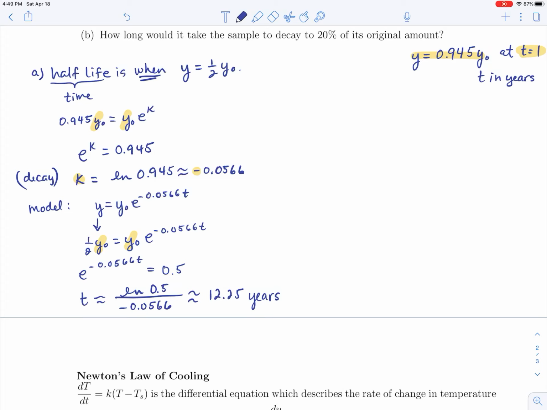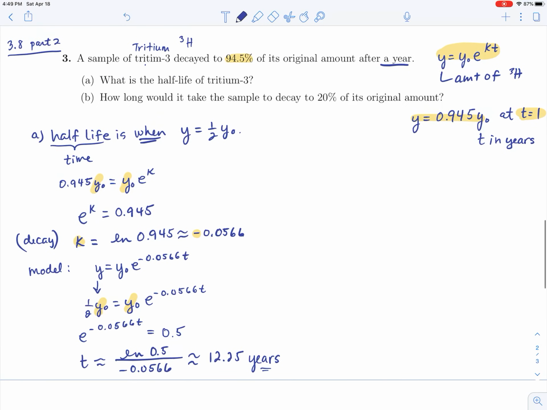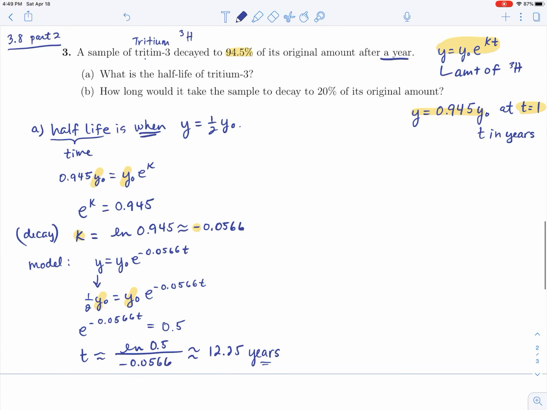Again, make sure that you recontextualize problems. So let's go ahead and go up to B. That's the half-life. So the half-life of tritium-3 is 12.25 years. For B, how long would it take the sample to decay to 20% of its original amount? So for part B, this is a half-life of sorts. We could get y equals 0.2 y naught.